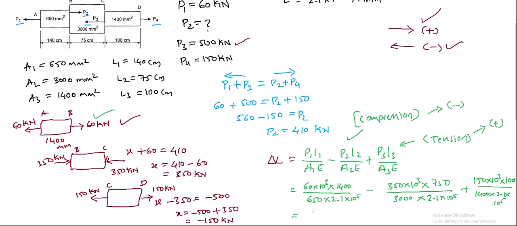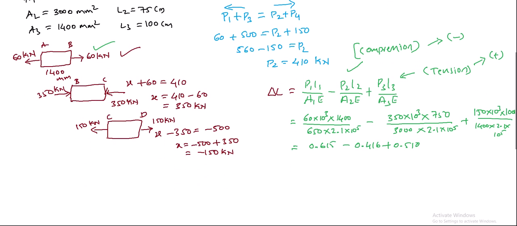So now the total elongation is obtained. For this it is 0.615 minus 0.416 plus 0.510. So the total elongation is 0.709 mm, which is tensile in nature, that is the total elongation.